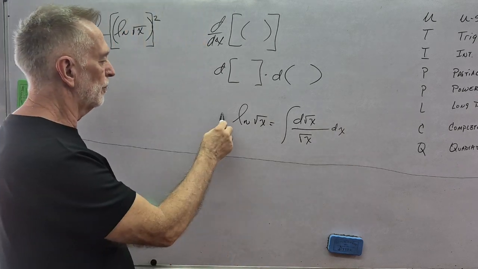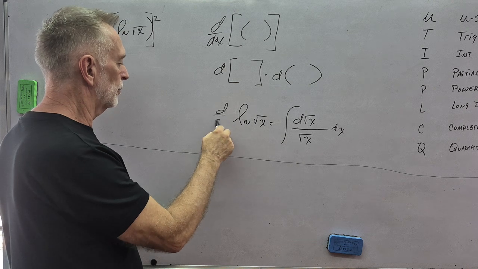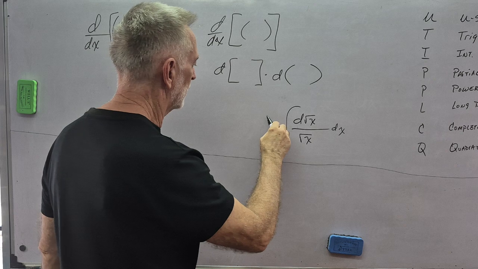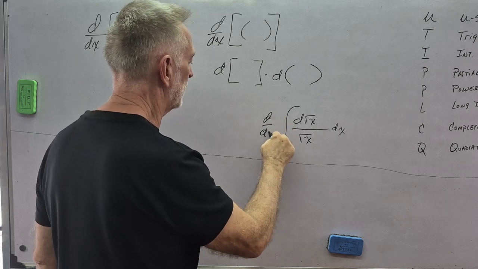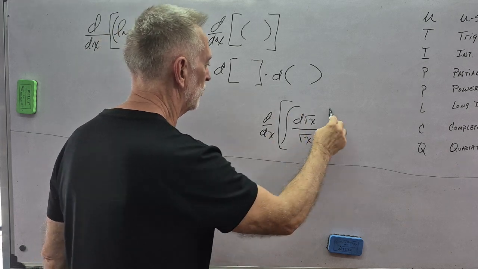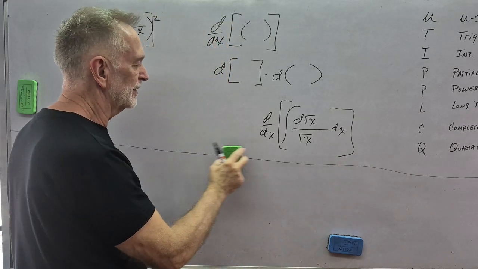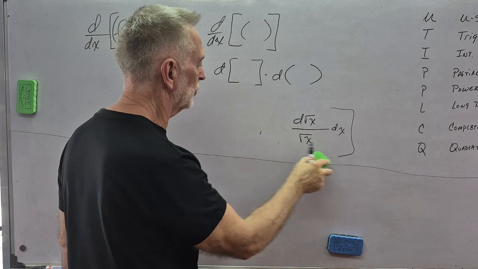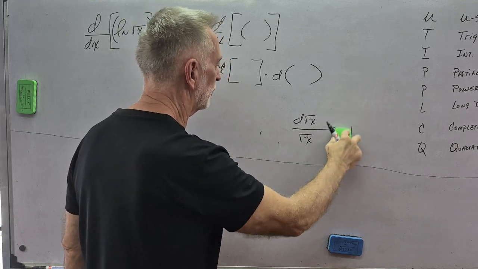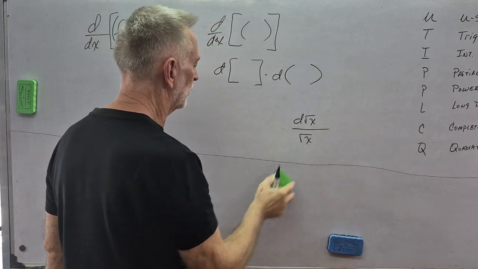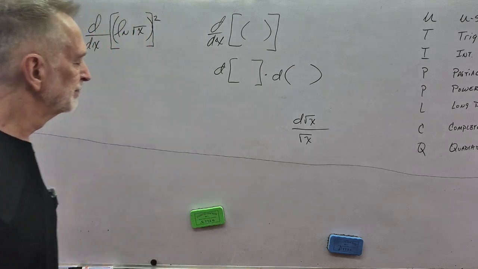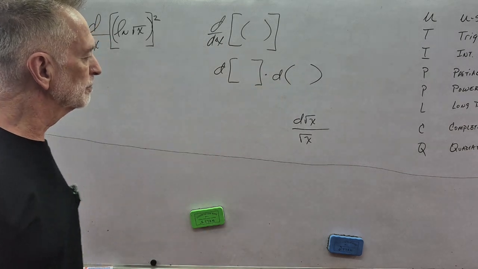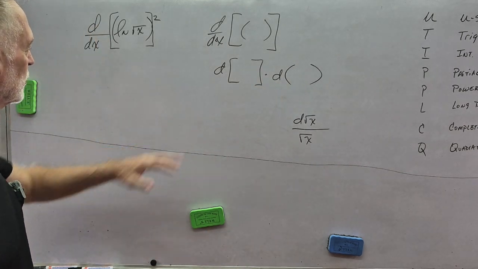Now, if we're taking the derivative of that with respect to x, of all of this, it's an anti-integration. So the integration sign falls away, and we're left with the derivative of the function over the function. That would be the derivative of the inside function. So let's do this now.